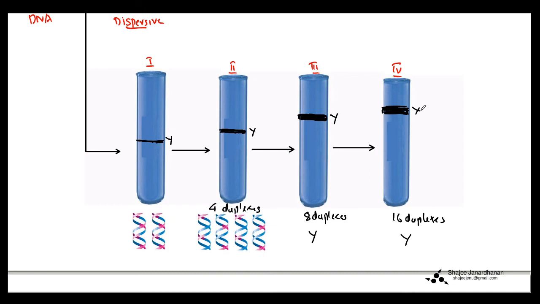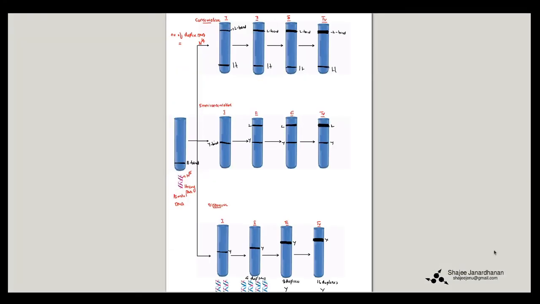But the peculiarity is that the hybrid band is found to migrate from the bottom of the tube to the top as generations pass by. Why? Because as generations pass by, more N14 is getting incorporated, so the thickness of the band is increasing as well as the density is becoming lighter. So this shows the overall data that is expected for each specific model for replication. You can see that each banding pattern is characteristic for that particular model.